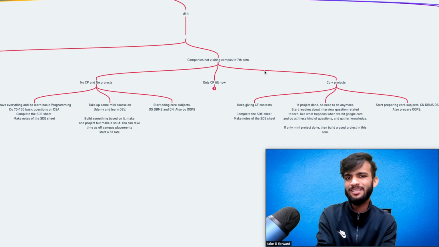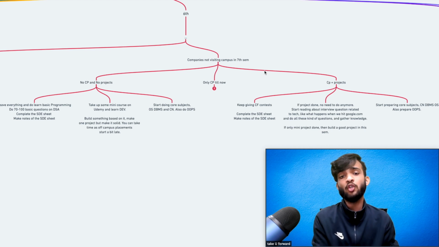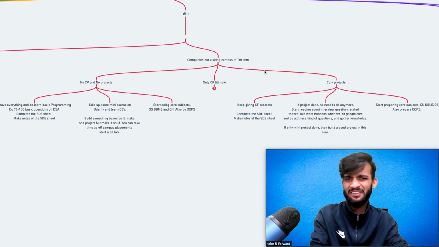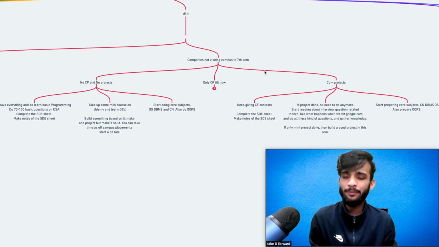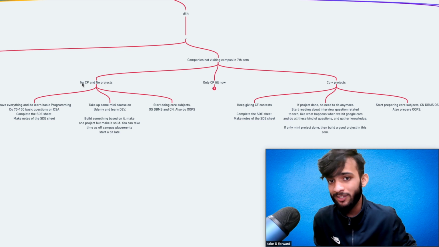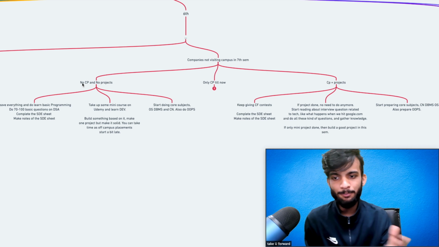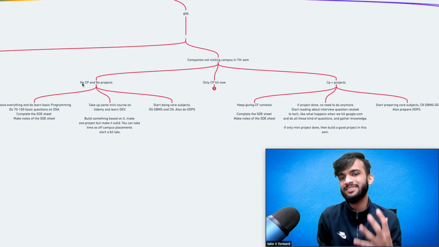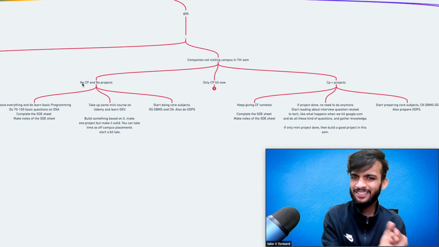Now, since it's the sixth semester, and you know that the companies are not going to visit your campus in the seventh semester, generally the off-campus hiring starts off late seventh semester and starting of the eighth semester. So that is when the off-campus hiring does generally start. So if you would have not done CP yet, do not even think of starting CP. Just learn basic programming from GFG, then do 70-100 basic questions on DSA, complete the SD sheet, make notes.